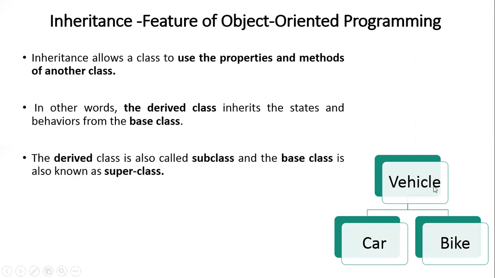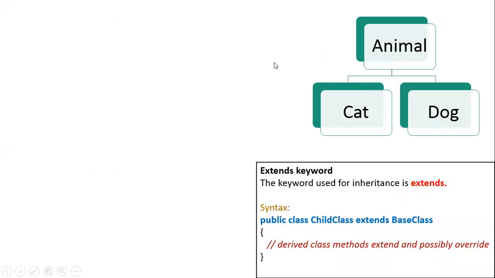So here we can see one example. This vehicle is a class and these are two subclasses, car and bike. So vehicle is our base class, parent class or superclass. We can call it a base class, parent class or superclass. These are subclasses, derived classes or child classes. These subclasses inherit states and behavior of this base class and they can have their own specific features and behaviors also.